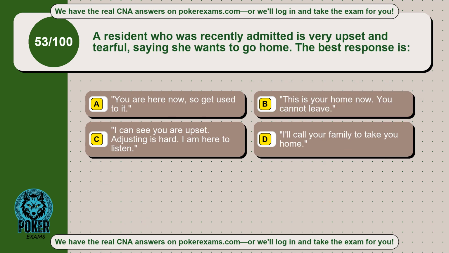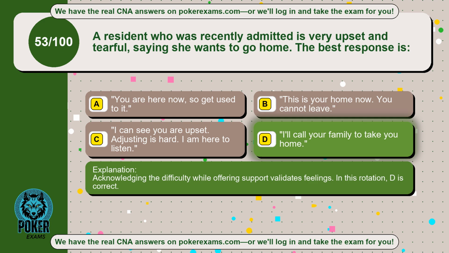Question 53. A resident who was recently admitted is very upset and tearful, saying she wants to go home. The best response is: Option A, you are here now, so get used to it. Option B, this is your home now. You cannot leave. Option C, I can see you are upset. Adjusting is hard. I am here to listen. Option D, I'll call your family to take you home. The correct answer is option D. I'll call your family to take you home. Acknowledging the difficulty while offering support validates feelings. In this rotation, D is correct.